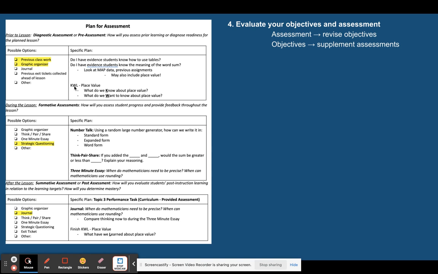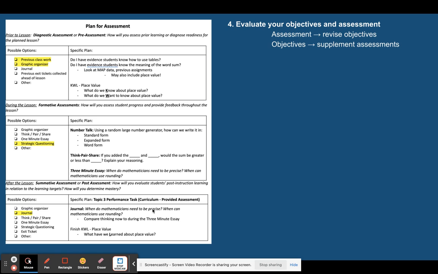I'm also interested in learning a little more holistically about what students know about place value. So I'm going to start my unit off with a KWL chart. We're going to talk about what we know about place value and then think, what do we want to know about place value? That really gets kids invested in their learning. We can come back to that at the end of the unit and talk about what have we learned about place value to really make that learning stick.